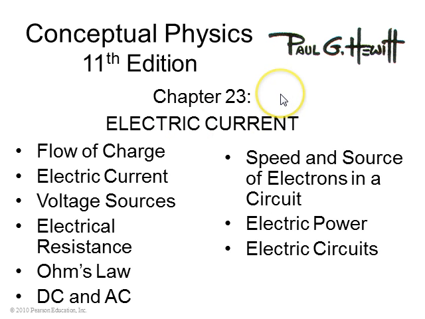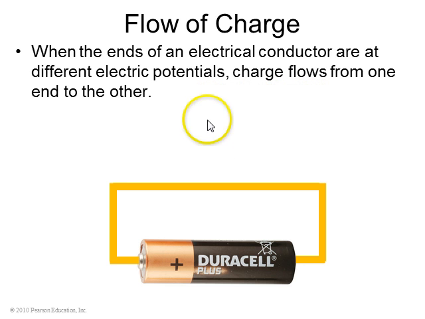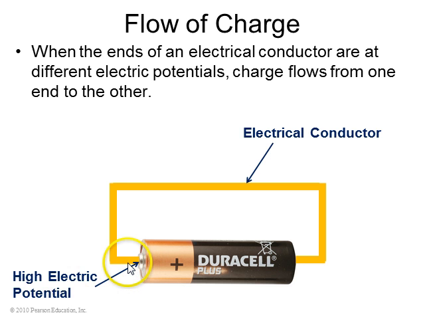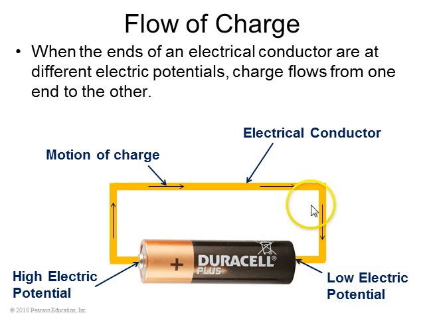Okay, chapter 23 is on electric current. So, when the ends of an electrical conductor, like a metal, are at different electric potentials, charge flows from one end to another. So here's an electric conductor, a wire. This end is held at a higher electric potential, the plus end, and this end is held at a lower electric potential, that's the minus end. And so there's this motion of charge, electric charge, going from the plus towards the minus.